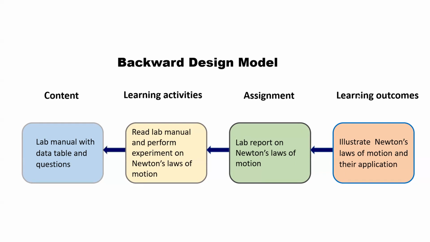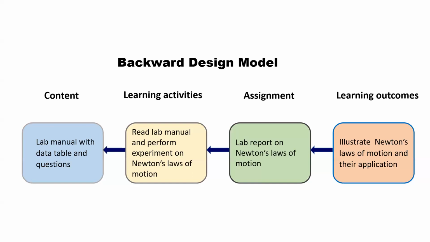Okay, so look here. I'm modeling backward design for a particular topic of physics. You can do it as a whole for an entire course, right? So the first thing is, what are your learning outcomes, learning objectives? By the end of the course, what do you want your students to know?